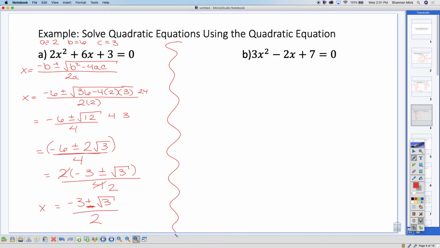Now, if I said solve this, you'd go 3 times 7 is 21. Factors of 21 that add to 2. Is that possible? No. So I couldn't factor. I could complete the square or use the quadratic formula. The quadratic formula. Gotta have A, B, and C. Yes, gotta have your A, B, and C.